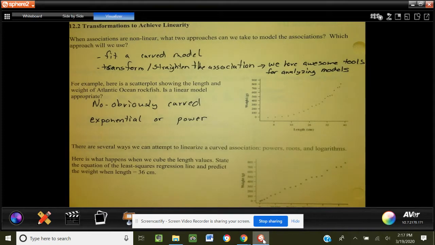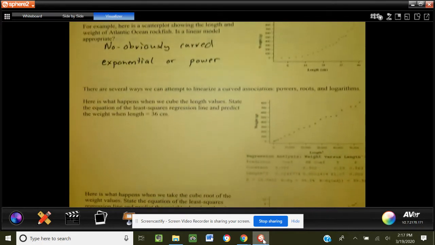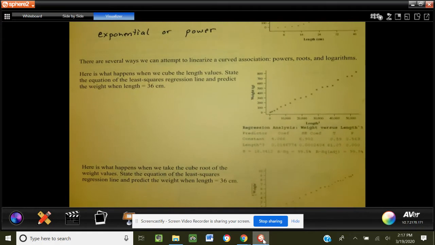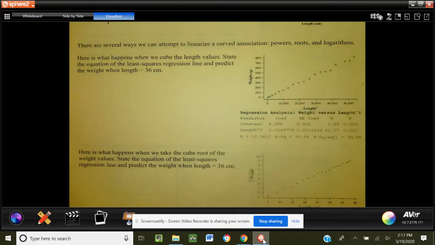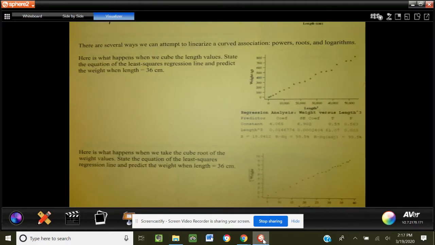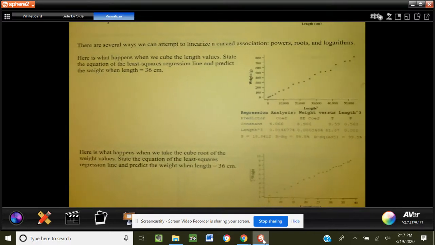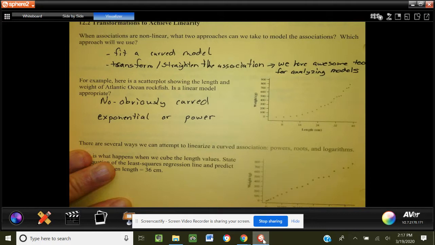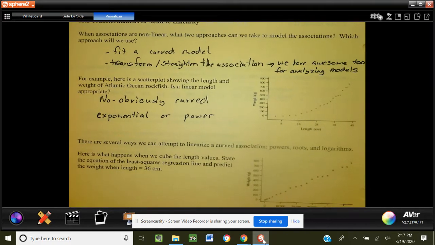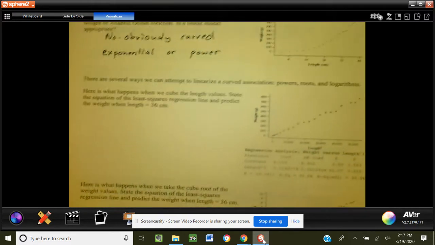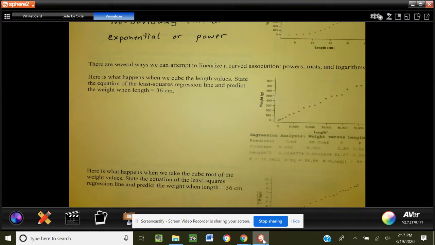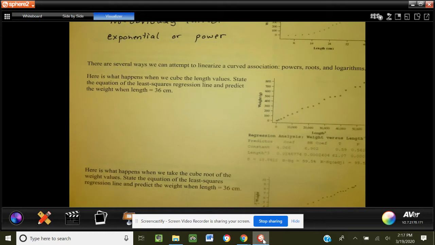All right, so there's several ways we can attempt to linearize a curved association. And it mentions this here in the notes: powers, roots, logarithms. So we're going to look at powers first here. If we think that might be a cubic looking curve, the right side of a cubic graph right there, then what we could do is sketch y versus x cubed. And so that's what we'll do here for this example.